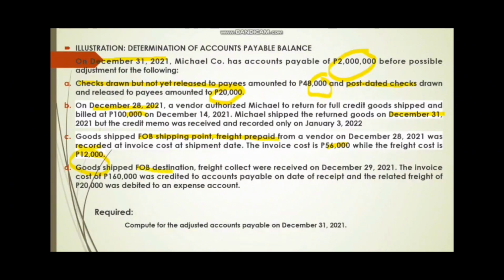Goods shipped FOB destination, freight collect, were received on December 29, 2021. The invoice cost of 160,000 was credited to accounts payable on the day of receipt, and the related freight of 20,000 was debited to an expense account. So letter D, freight paid on behalf of the seller. The requirement is to compute the adjusted accounts payable on December 31, 2021.